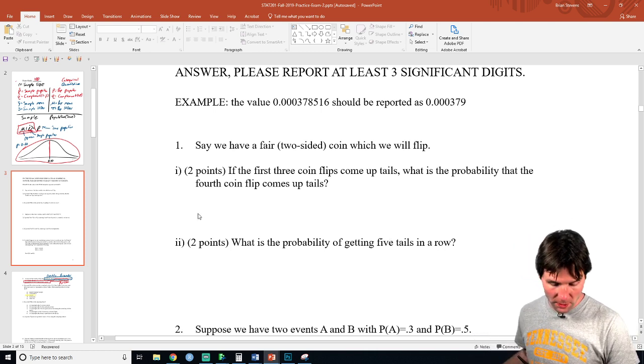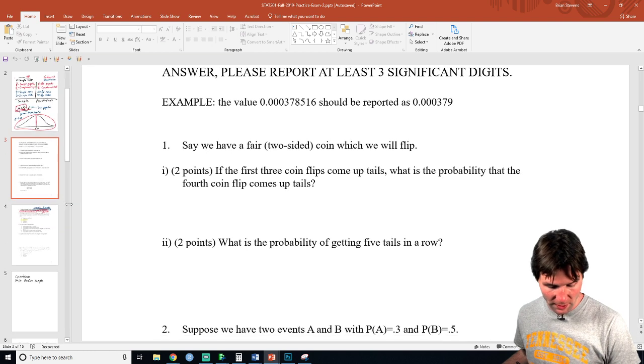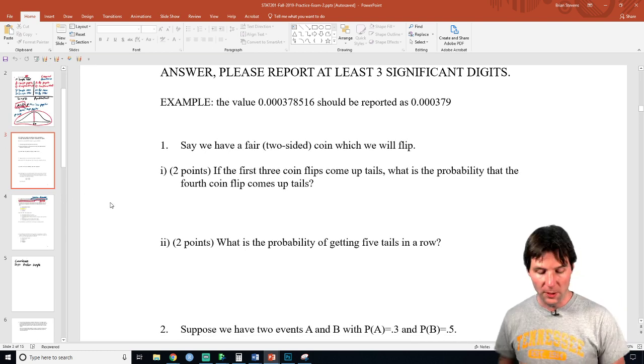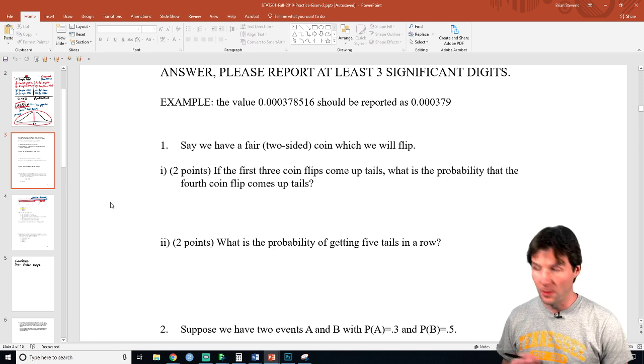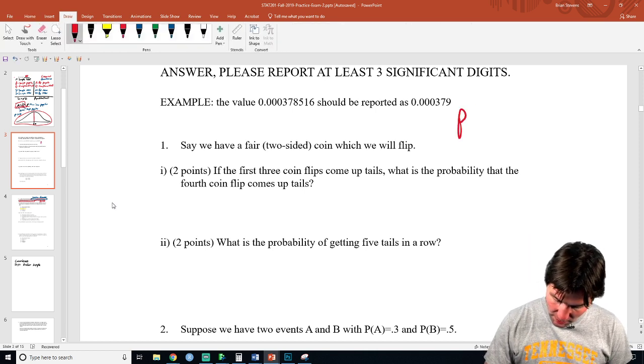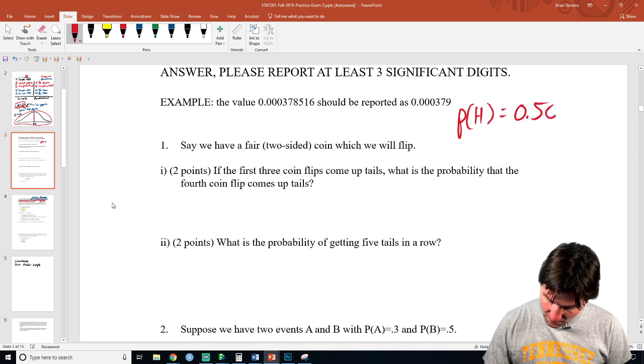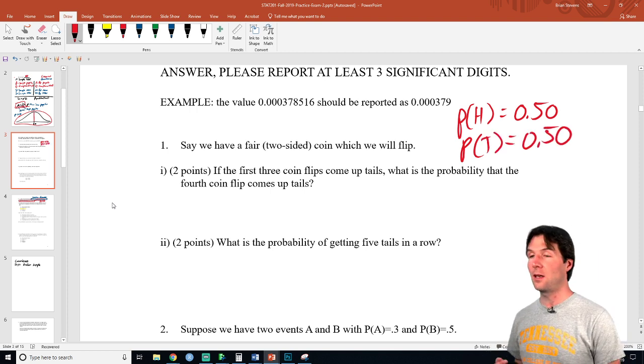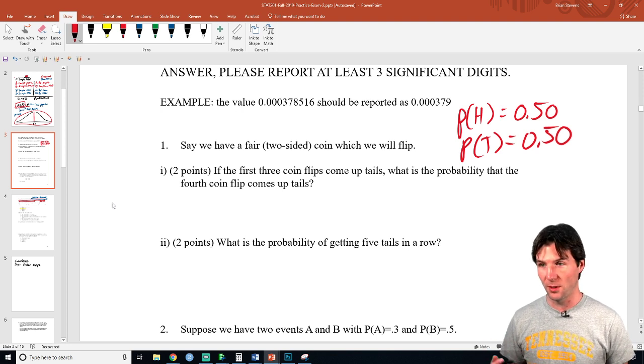We have that we are going to have a fair-sided coin. With this fair-sided coin, it's going to be 50-50. On this question, I'd probably write out probability of heads is equal to 50%. Probability of tails is equal to 50%. Always be taking notes. Always be putting stuff on your exam.